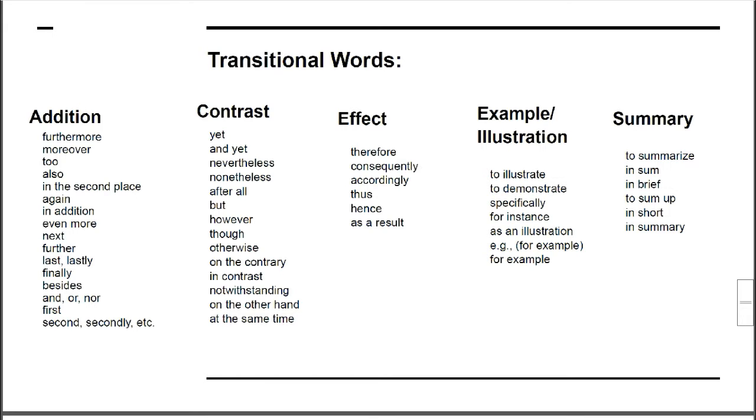Then you have words that show contrast. This means two different ideas. These words can also go in the beginning of a sentence. After that, you have some words that show an effect. This means something is happening, and because of that, something else is going to happen. For example, therefore, consequently, accordingly, thus, hence, as a result.